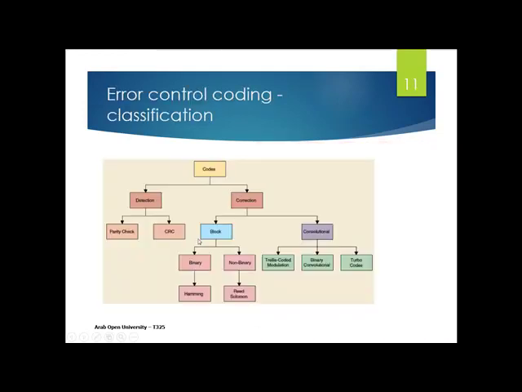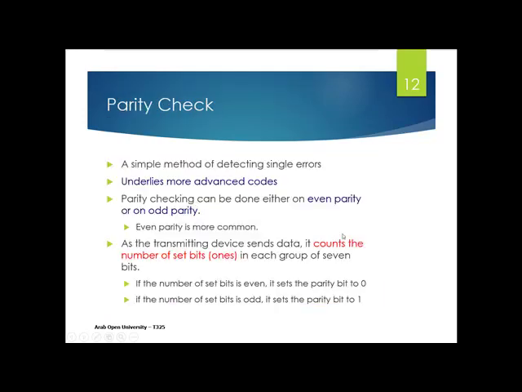So if I want to classify the error control coding, we can classify it into 2 parts: error detection codes and error correction codes. The first part we're going to address is error detection. The basic error detection mechanism is the parity check. The parity check is a very simple method to detect single errors. So I can detect only a 1-bit error.